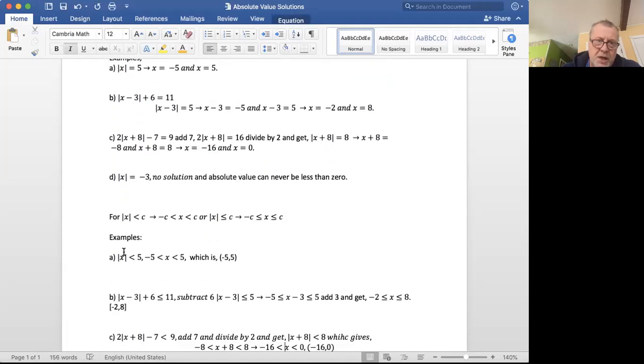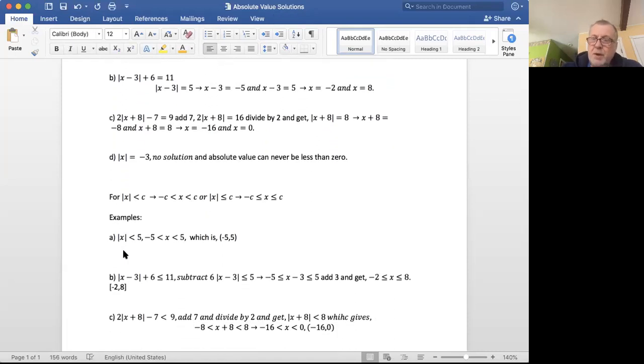The last equation I want to look at is equation D. In equation D, we have the absolute value of x equals minus 3. An absolute value can never equal a negative number. So when I isolate the absolute value and on the other side I get a negative number, there's no solution.